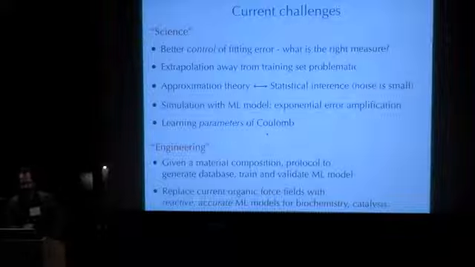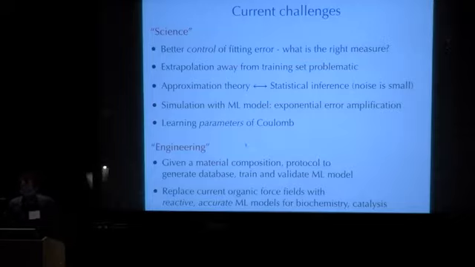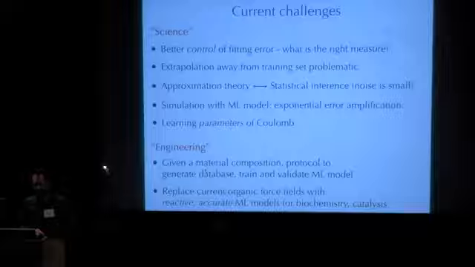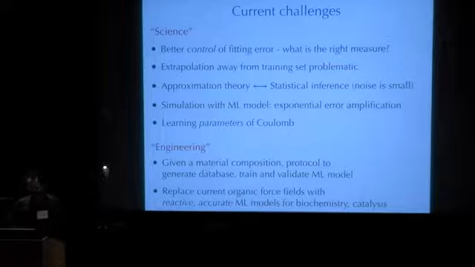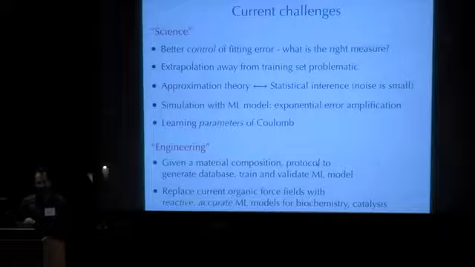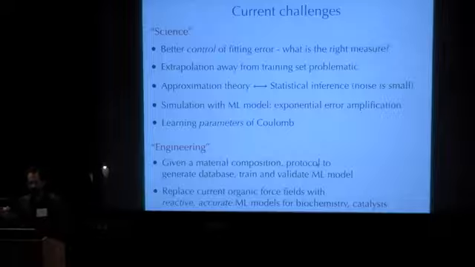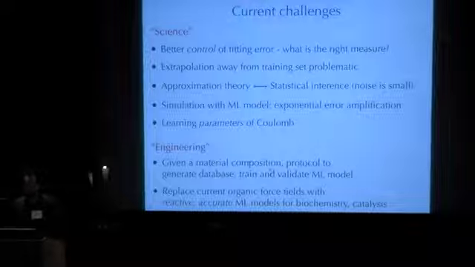We really want to learn parameters of the Coulomb interaction. That's sort of the next technological step. In terms of engineering, what I think of as the 5-10-year challenges is that, given a material composition, I'd like to have a protocol that tells me how to generate a database, how to train, and how to validate it, so that the model can be used by scientists without them having to be experts in all of this.